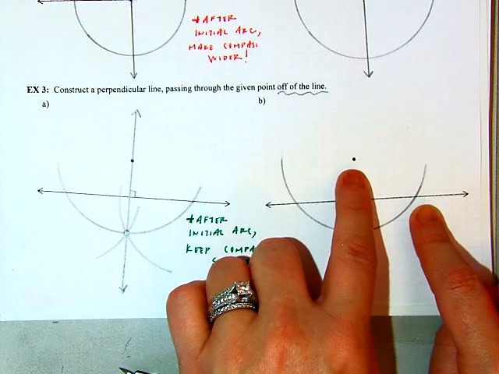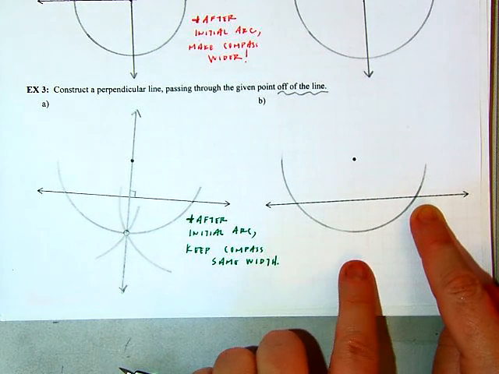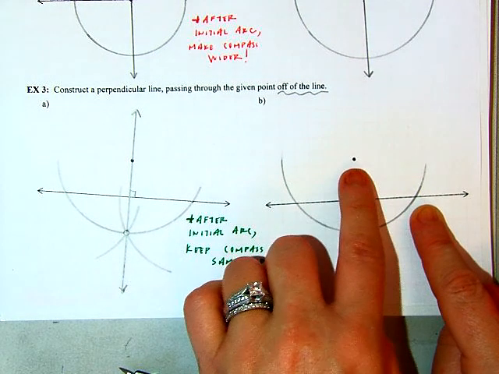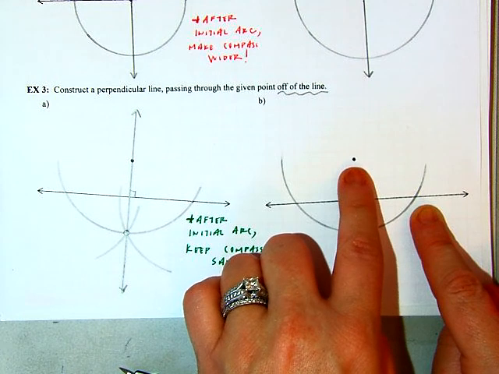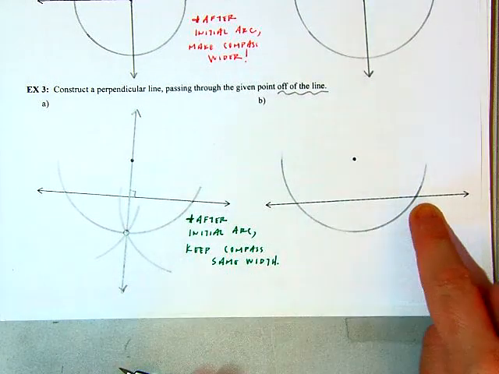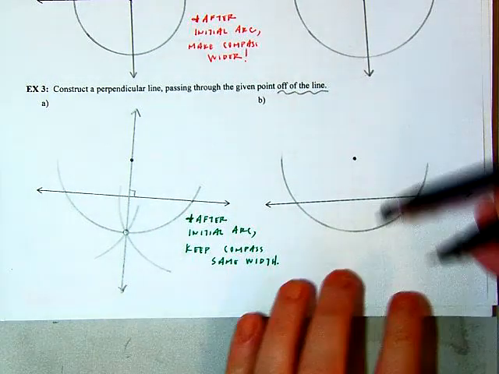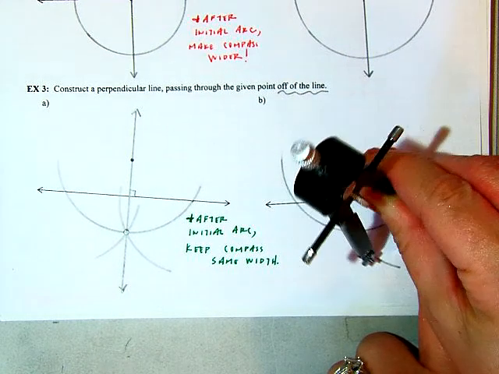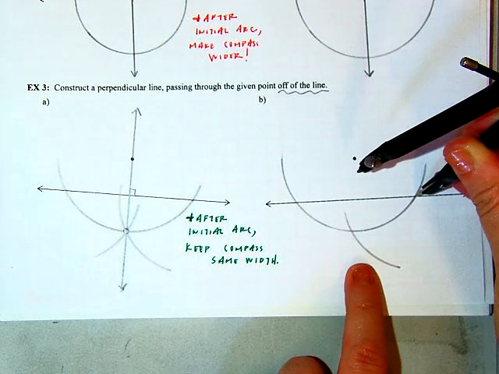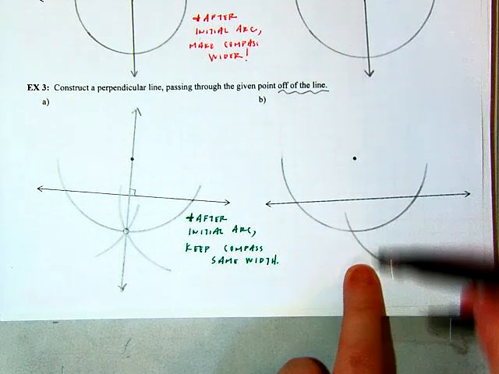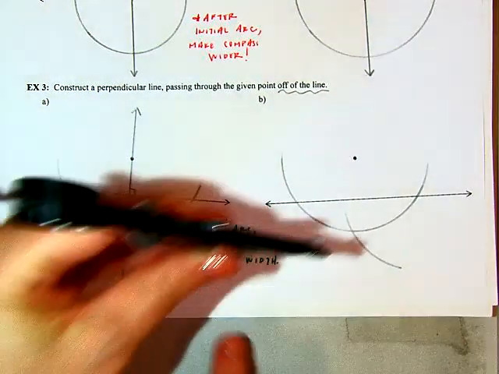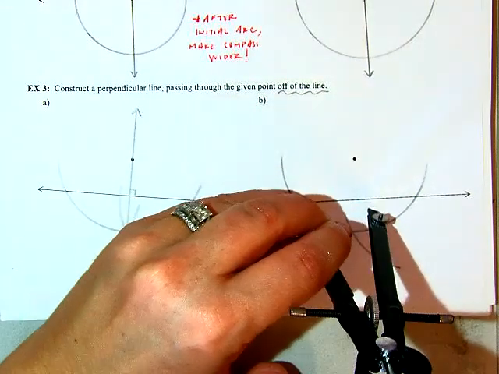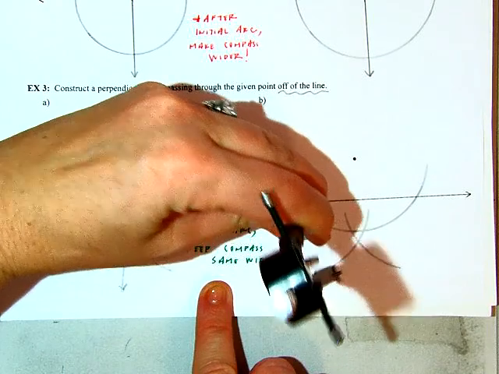My point is right here, so I'm going to make my arcs in the opposite direction. If I made them up here, it's just going to confirm that that point is in the right spot. So I want to go down. So my needle right here, I'm going to make an arc down below, just like so. Okay, I'm going to put my needle right here. Make an arc down below, just like so.